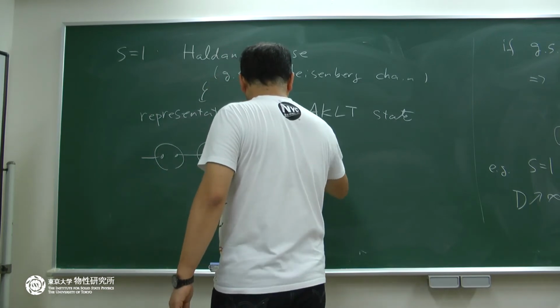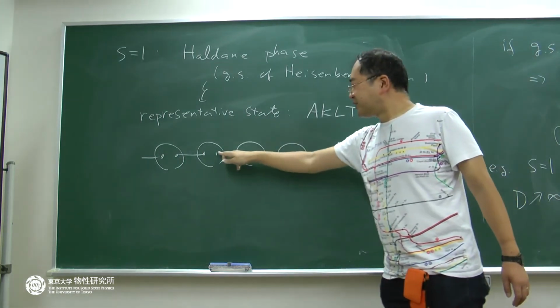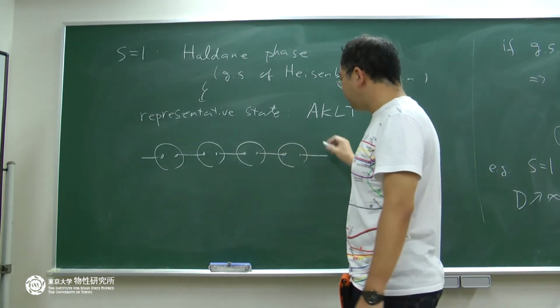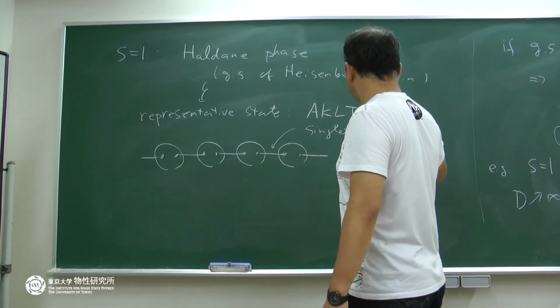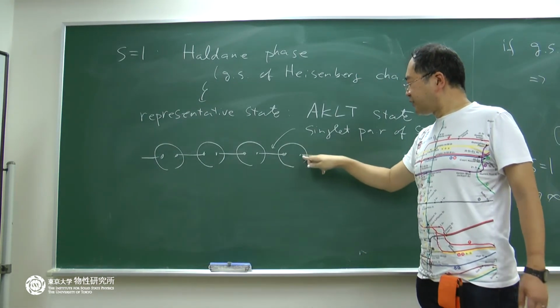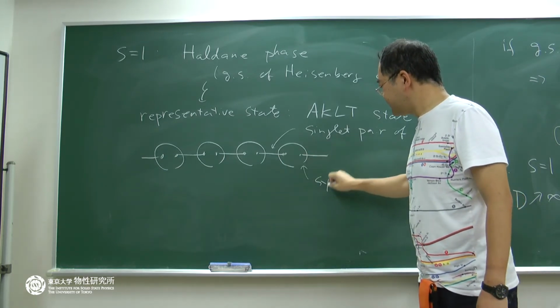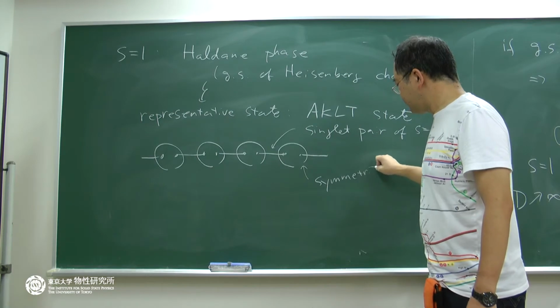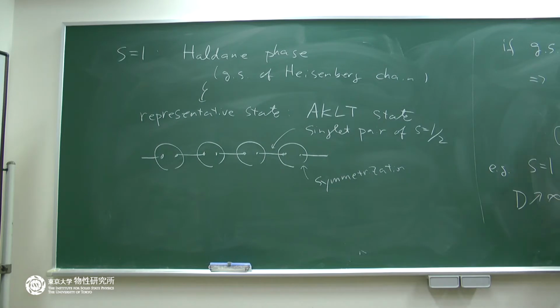which probably most of you are familiar with, which is represented by this kind of picture. So each dot represents a spin 1/2, and this is a singlet pair of spin 1/2. And at each site you have two spin 1/2, and you symmetrize the wave function, or project to the triplet sector, then you get some wave function for a spin 1 chain. And this is the AKLT state.